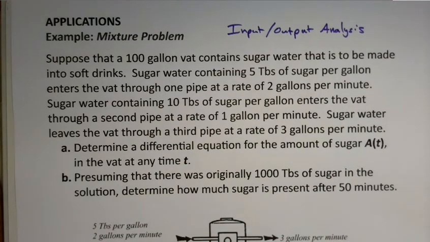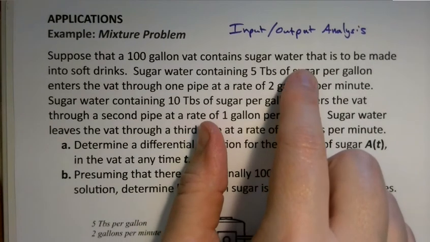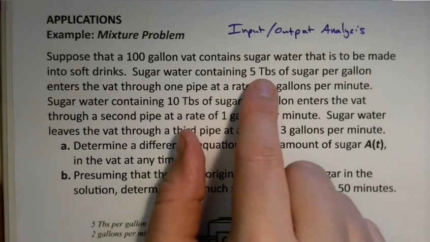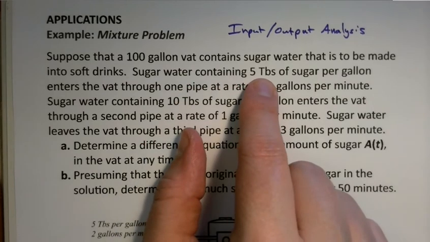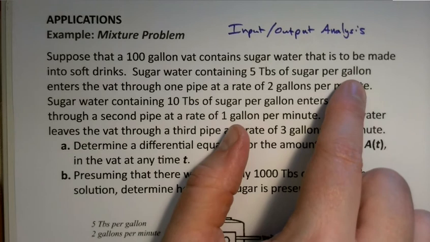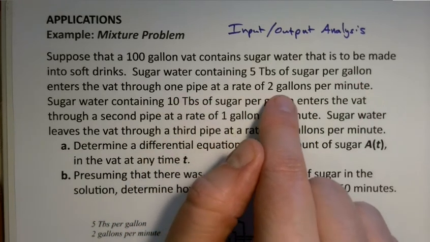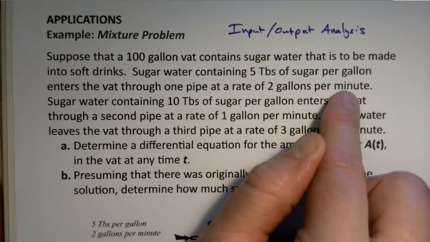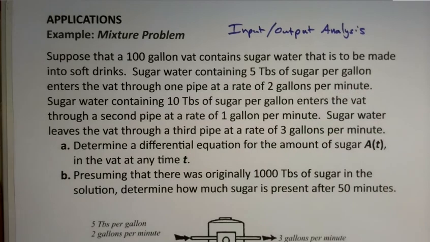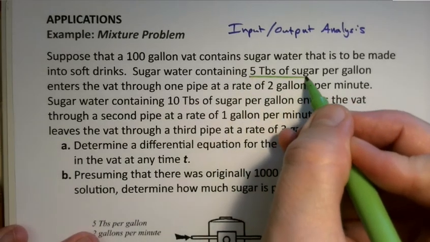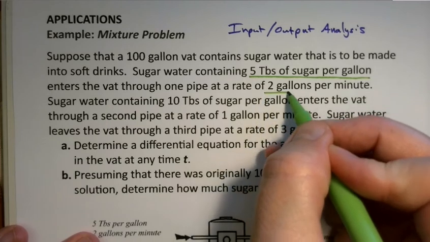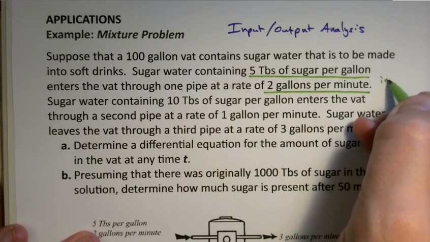So right away at the start, it says suppose that we have a 100-gallon vat that contains sugar water, and that's going to be made into soft drinks. And the sugar water containing 5 tablespoons of sugar per gallon enters the vat through a pipe at a rate of 2 gallons per minute. So these two rates kind of collectively have to do with the input. So if you want to think of it that way, we've got 5 tablespoons per gallon and 2 gallons per minute. That's our input.